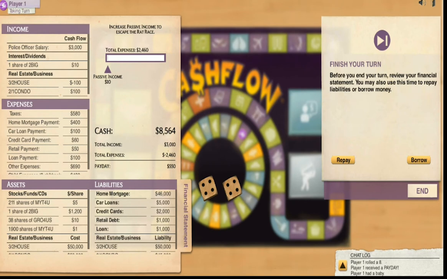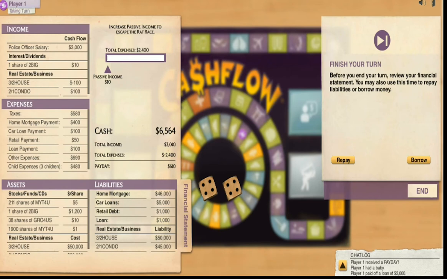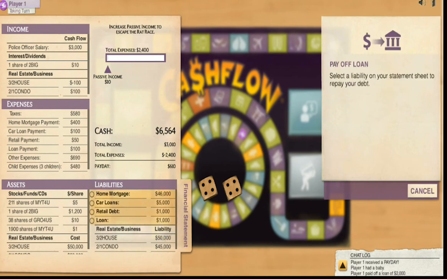Here we can borrow more money or repay from the bank. We can select the loan we want to pay. Okay, I have now 8,000, so I can, for example, pay off the credit card or car loan or home mortgage, but I will choose the credit card, for example, to close it. Okay, here we have also this loan, just 1,000.